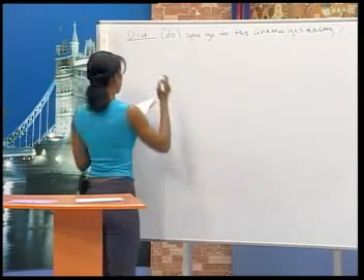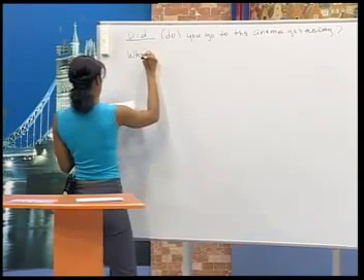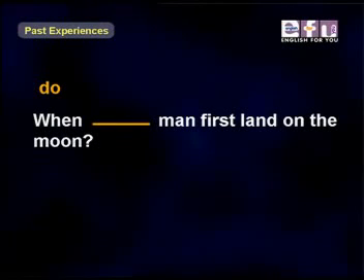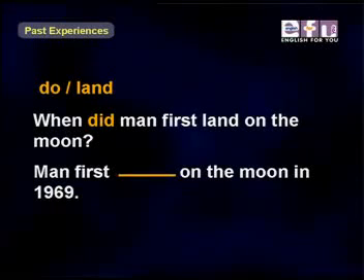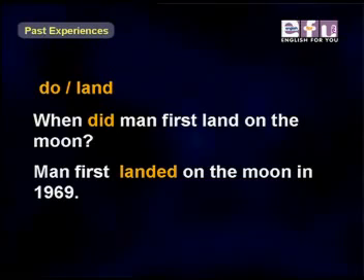Good. Okay, now Alberto. When man first land on the moon, man first on the moon in 1969. When did man first land on the moon? Man first landed on the moon in 1969. Okay. When did man first land on the moon? Man first landed on the moon in 1969.